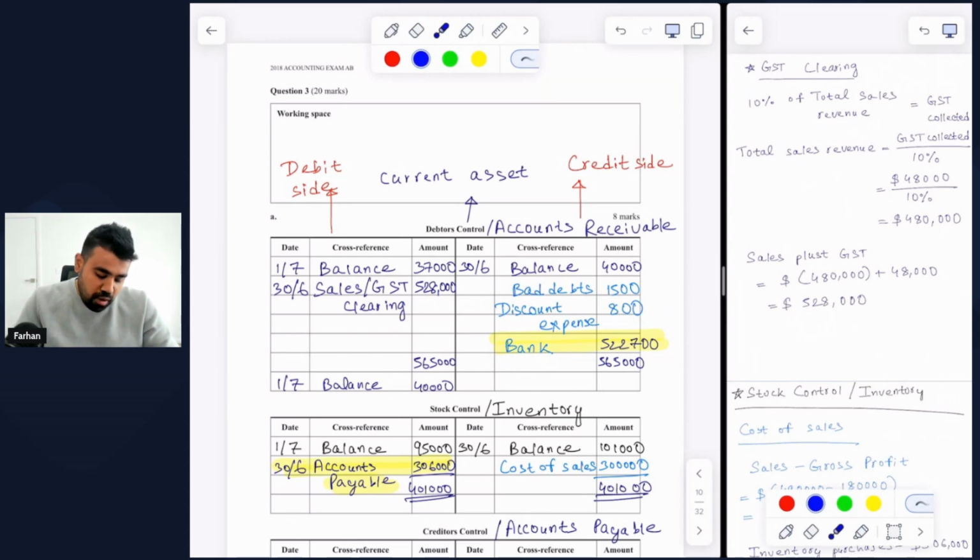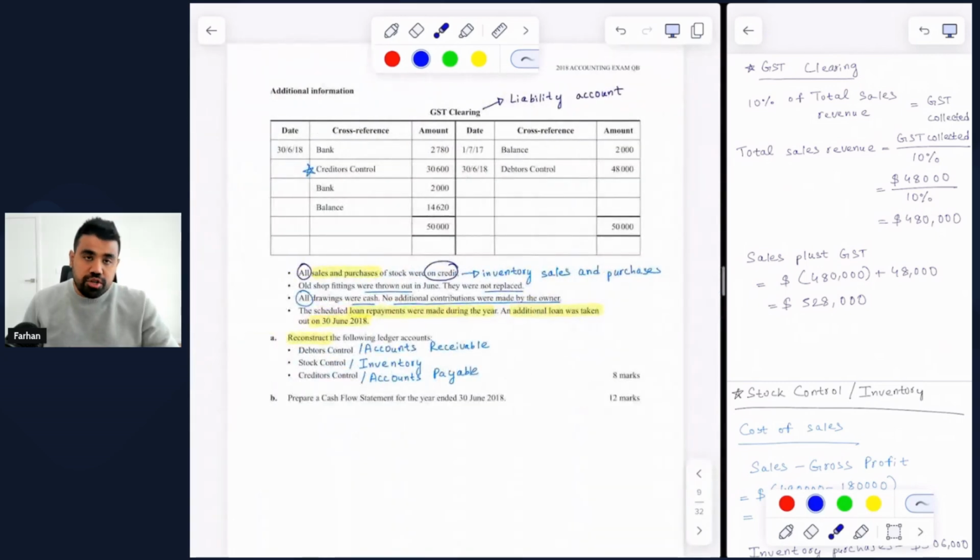But what about this on the debit side? For the year ending 30 June 2018, we have included sales, including GST, that we expect to collect from our accounts receivable, and that is $528,000. All right, so let's go back to the additional information of the question. You can see it clearly mentions all sales and purchases were on credit. So obviously, whatever amount we have for sales, that should only and strictly refer to credit sales.